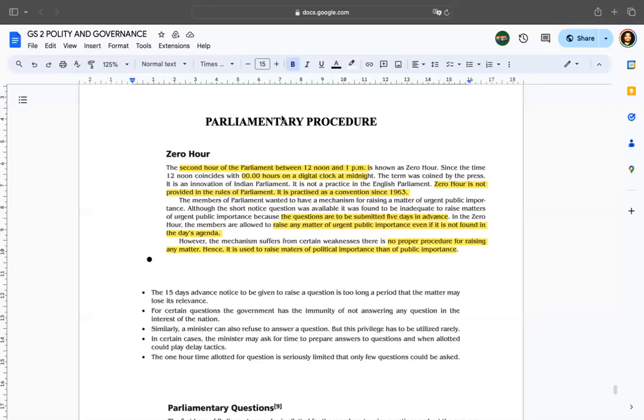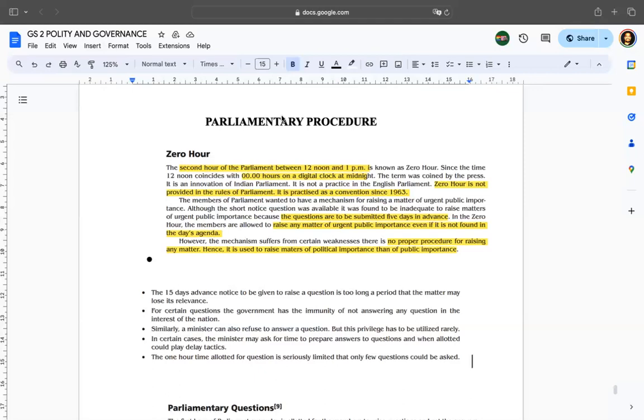So we can say that 0 hour is a parliamentary convention we have adopted. And this is an Indian kind of innovation in the Indian parliamentary procedure. As highlighted here, it is the second hour of the parliament, 12 to 1. Because from 11 the sitting starts every morning, and 11 to 12 we have the question hour, so 12 to 1 we have 0 hour. And 0 hour is not provided in the rules of parliament. So it's the convention of 62.